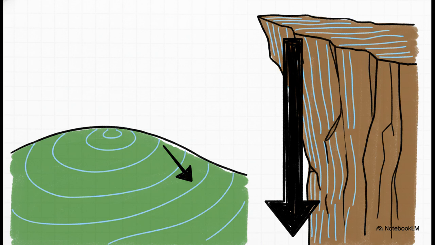And here's the really cool part. These two things are tied together by a pretty simple rule we can just call the rule of the slope. The strength of the electric field, E, is basically just how fast the potential, V, changes as you move. So if you have a huge change in altitude over a tiny distance, what do you get? A really steep slope, which means a really strong electric field.